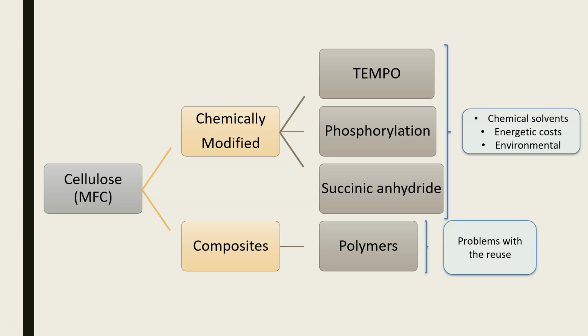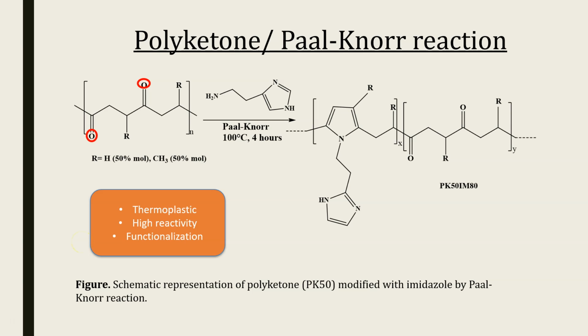Moreover, it improves the mechanical properties of the microfibrillated cellulose membrane. But the problem with that material is its reuse. For this reason, today it's important to search for other polymers to create composites with microfibrillated cellulose. In the big family of polymers, there is one that is of great interest, and it is possible to mention polyketone.